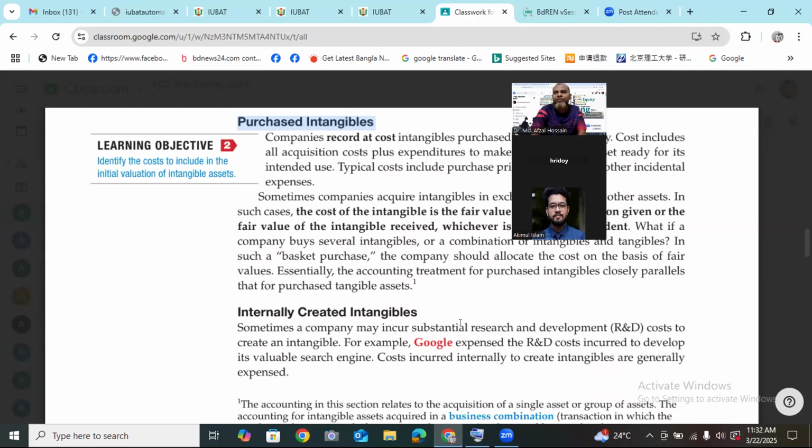Say, for example, in a business combination, you can purchase intangibles from others. Say, for example, goodwill. If you purchase one company, then they have some goodwill, isn't it? So this is called purchased intangibles.